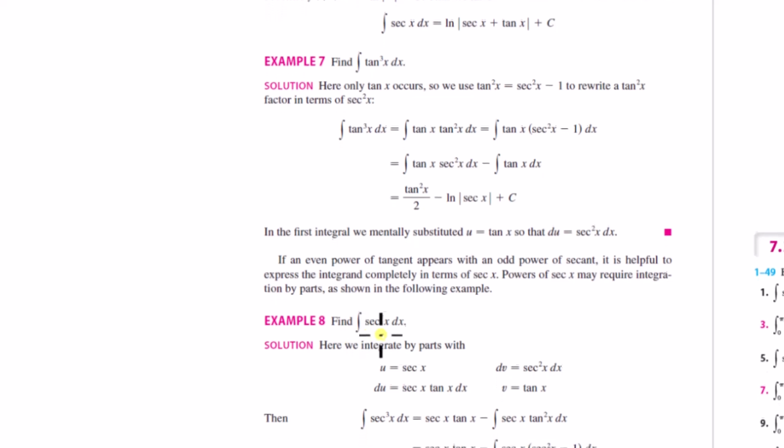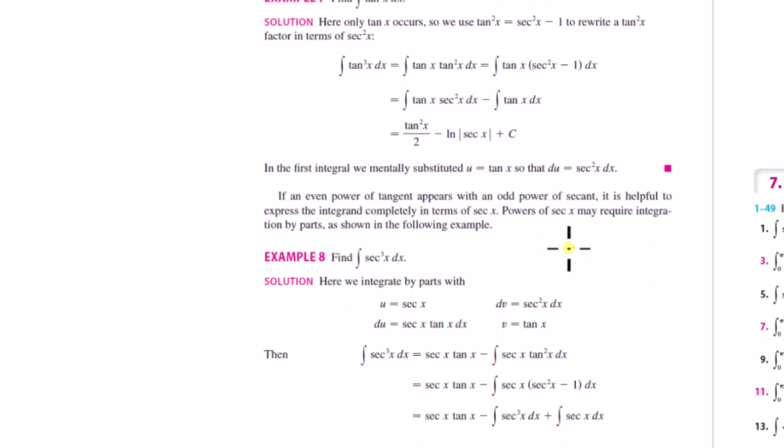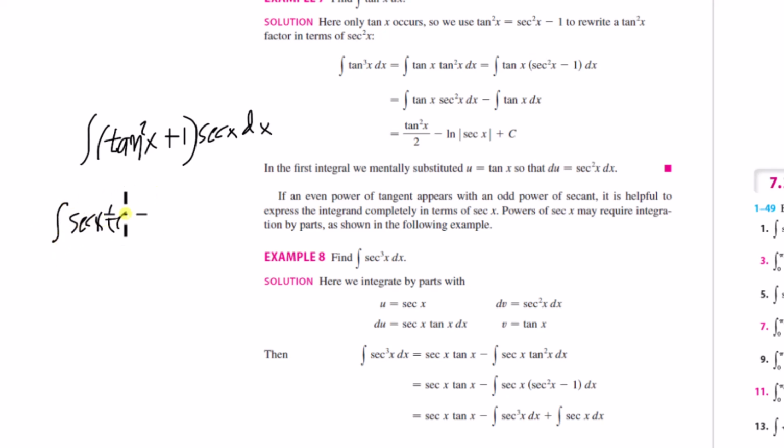All right, what about secant cubed x? Let's do this. We've got secant squared x is tangent squared x plus 1, and then we're left with secant x dx. So we've got secant x tangent squared x dx plus secant x dx. But this, unfortunately, isn't going to work because we've got an even power of tangent and an odd power of secant.